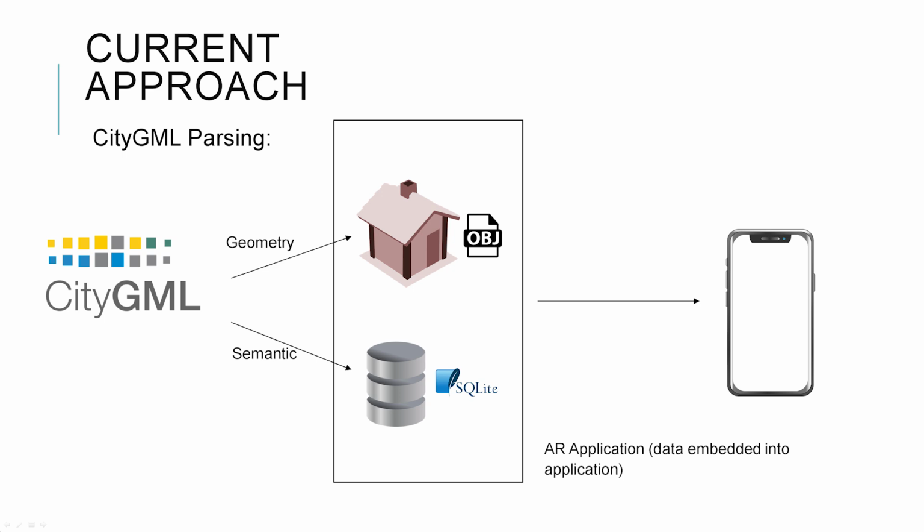For the current development pipeline, we are handling the CityGML data in 2 steps. The first step is that we extract the geometric details and convert them into a suitable 3D format. And separately, we are passing the semantic data into an embedded database, and with these 2 split formats, we are then packaging it into the application for further use.